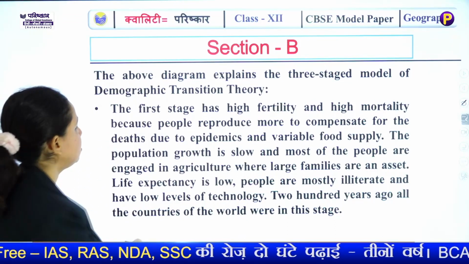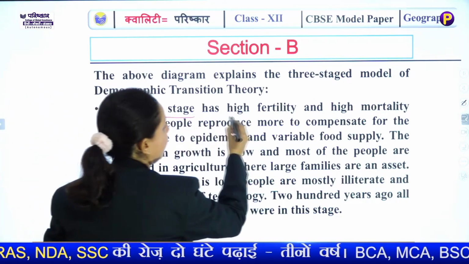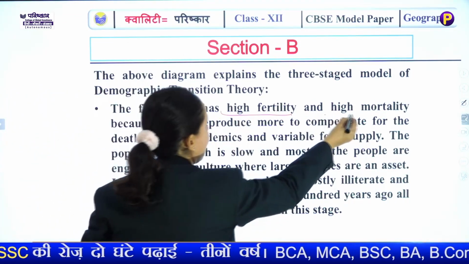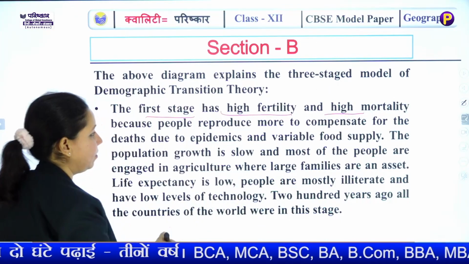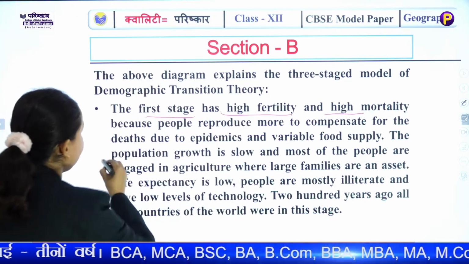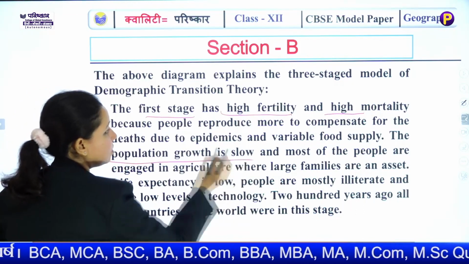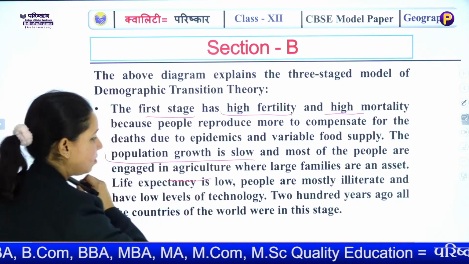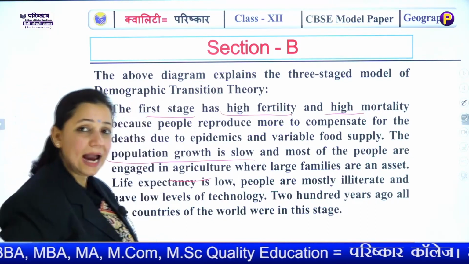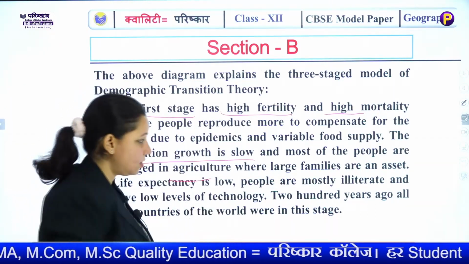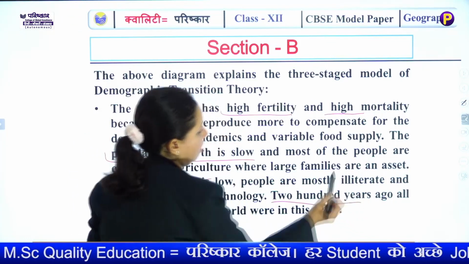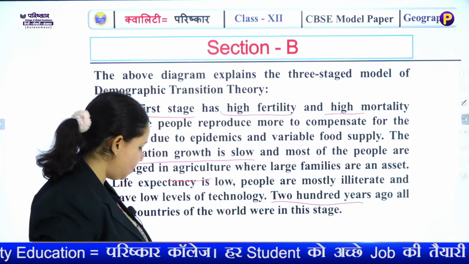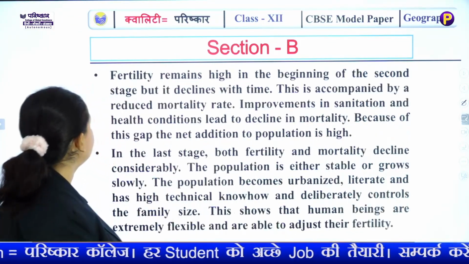The first stage, you know, it deals with high fertility and high mortality, right? Here the population growth is slow. Most of the people are engaged in primary activities. This type of economy existed 200 years ago, right? Most of the population were illiterate.